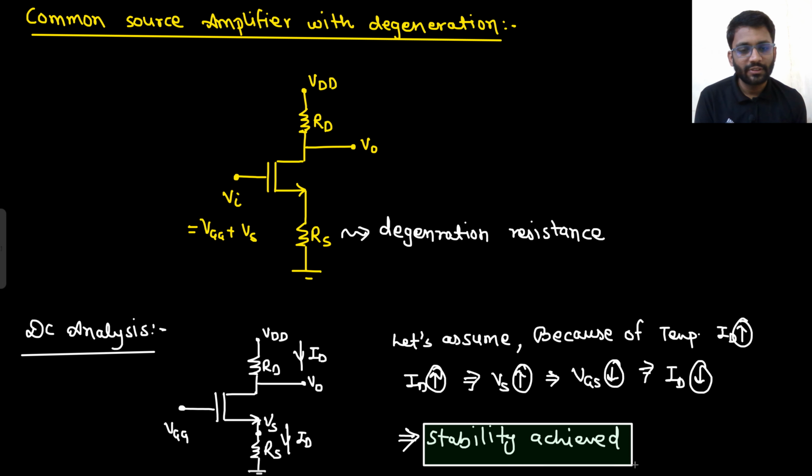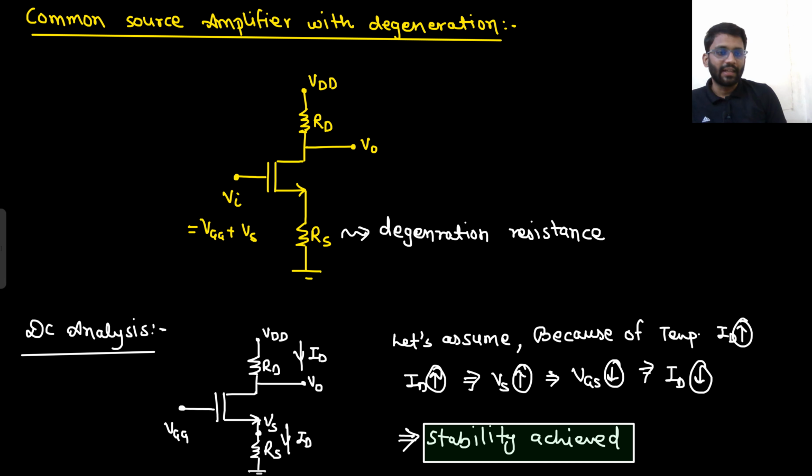So till now, this much information is more than enough for you. Later on, we will understand this RS is working as negative feedback. If it is working as negative feedback, that means it is stabilizing our circuitry. That we will study when we study the feedback topology and feedback amplifiers. So till now, that is enough.